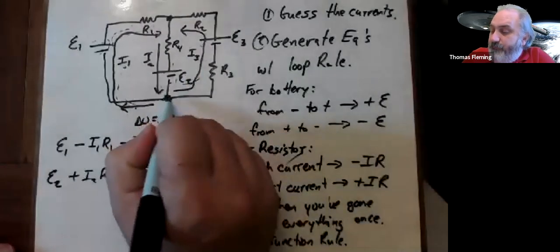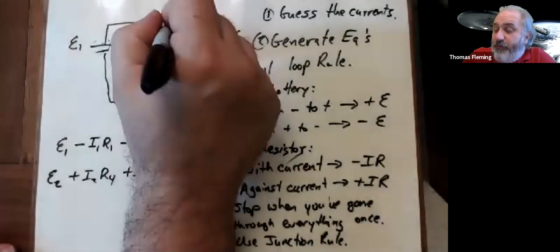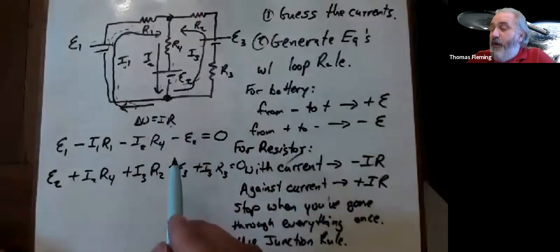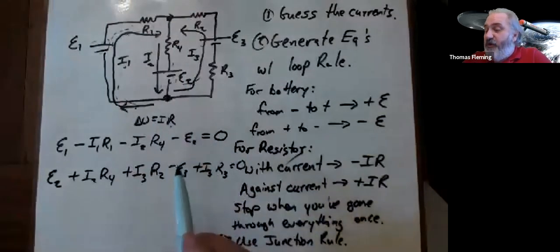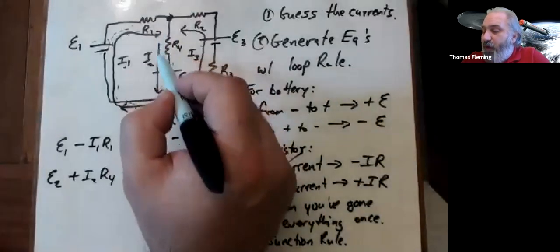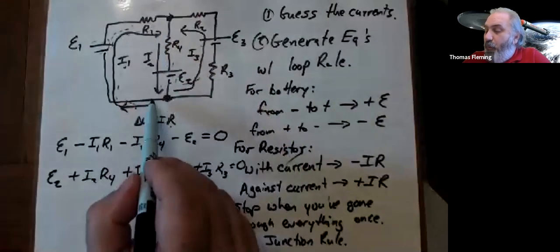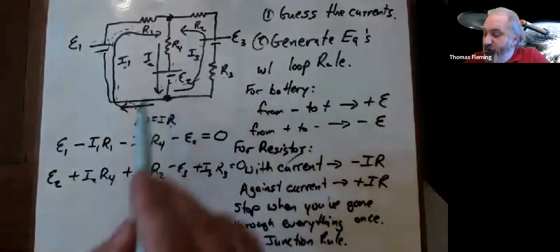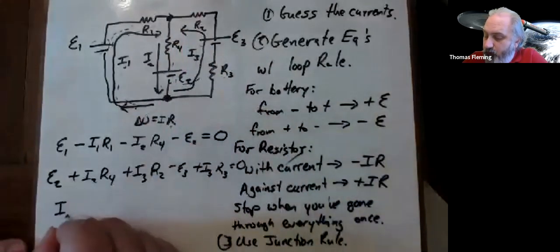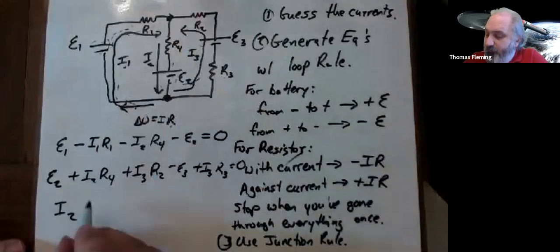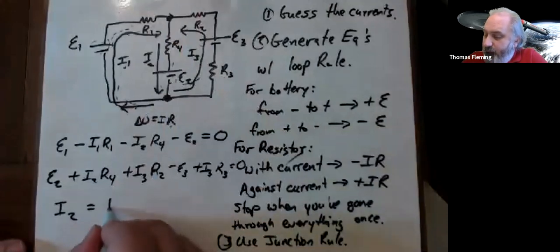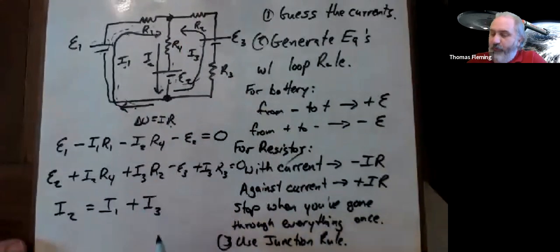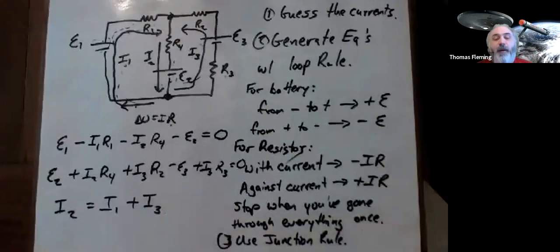So here's a junction. There's two of them. I could have picked this one here. It doesn't matter which one I pick. I'm picking the bottom one. And if I look at what current comes into that junction, the arrow for I2 is coming in, but the arrows for I1 and I3 are both coming out. So here, I2 is the current coming in, and I1 plus I3 must be coming out.